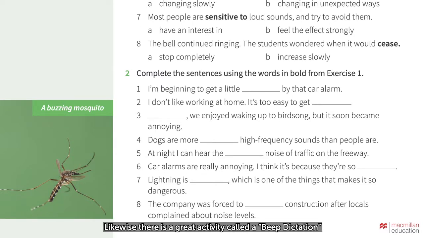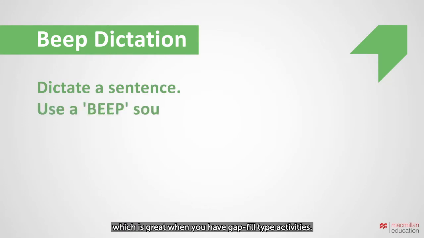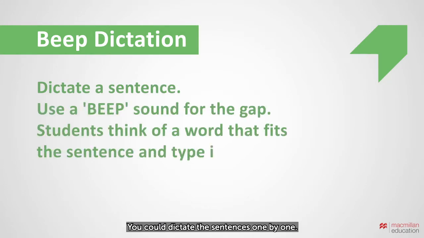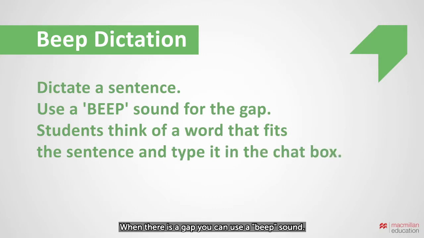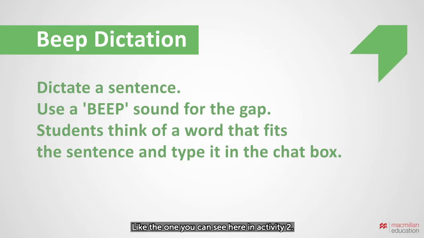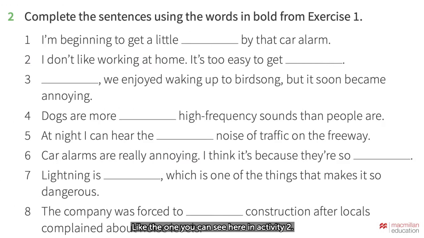Likewise, there's a great activity called beep dictation, which is great when you have gap fill type activities. You could dictate the sentences one by one. When there is a gap, you can use a beep sound. For example, "I think my beep is more like my mother's than my father's," like the one you can see here in Activity 2. The students then type a word that fits the sentence correctly in the online chat box.